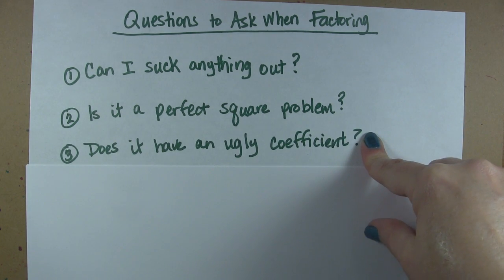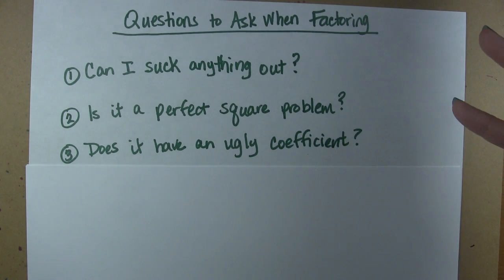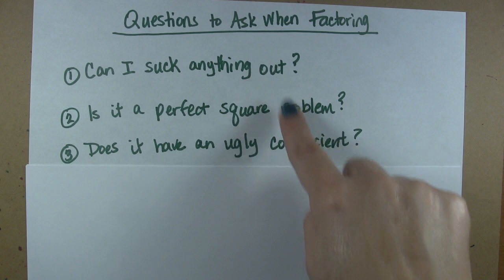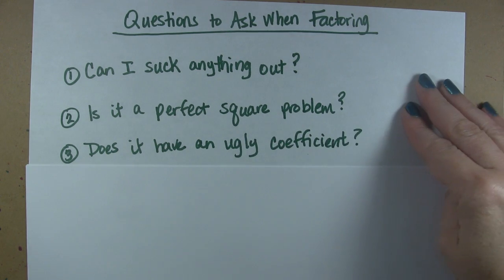The third thing that I look for is, does it have an ugly coefficient? Ugly coefficients mess everything up. And so if there is one and I can't suck it out, then I might as well just deal with it right away.